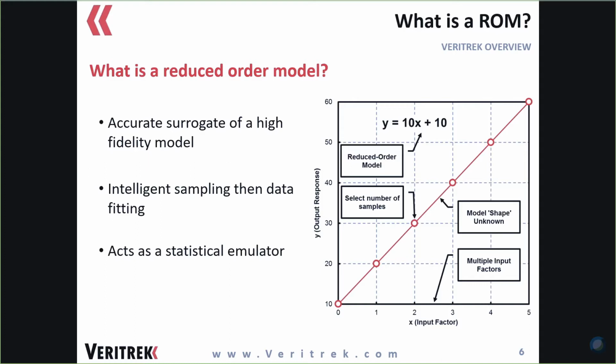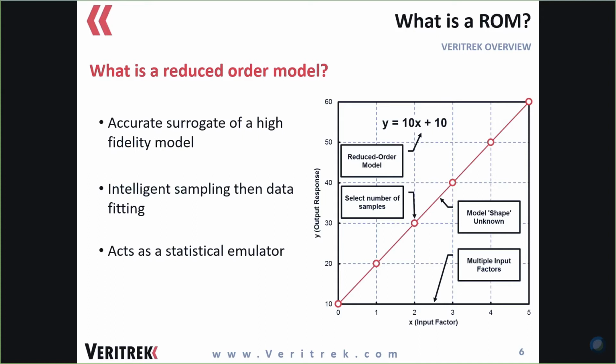We are sampling, so generating these red circles, and then we're data fitting, so generating a fit of that data to come up with this equation or model of these relationships. Except in Veritrek, we are expanding that quite a bit. We have multiple input factors, so not just a single input factor. We have a broad range of input factors, upwards of maybe 10, 11, 12, which really dictates the computational expense of generating the reduced order model. We can talk about that later.